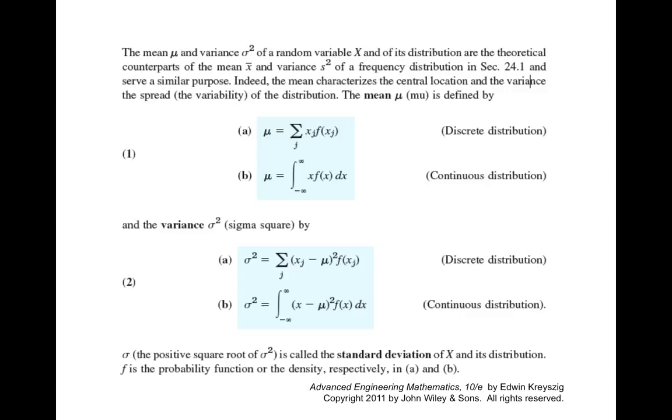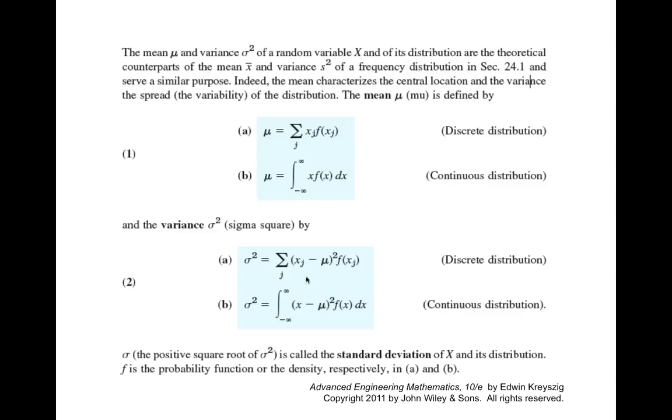So the mean is essentially the same definition, but it's achieved a slightly different way. For a continuous distribution, you would take the value of x, multiply it by the density function, and integrate from negative infinity to infinity. That's going to give you the mean. When the mean is calculated in this way, it's often referred to as the expectation value, and sometimes referred to as the first moment.